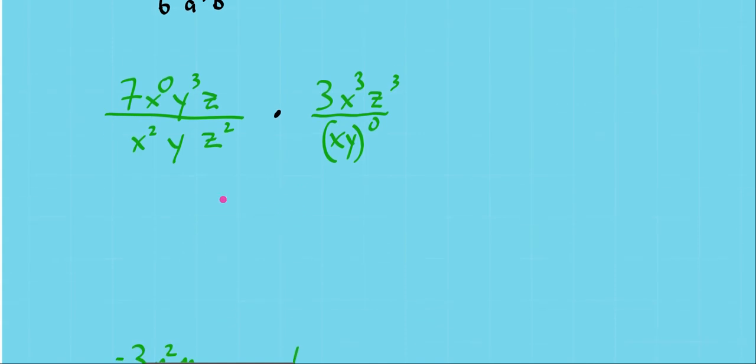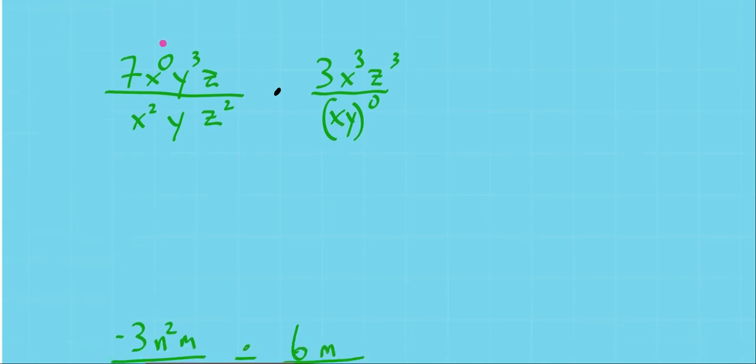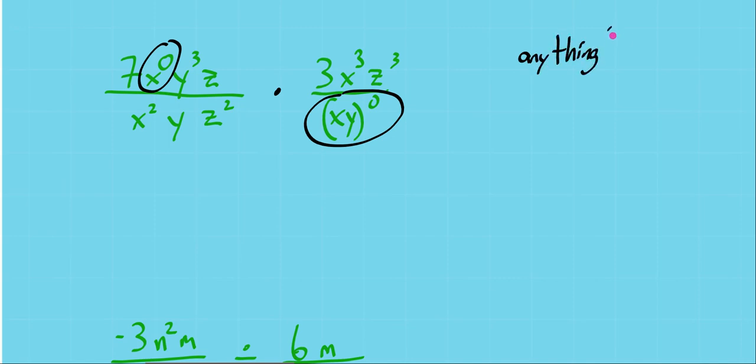So here we have a messier one. We've got 7x to the 0 y cubed z over x squared y z squared, times 3x cubed z cubed over xy to the 0. That's a big jump, hey? The first thing I'm going to look for in one like this is any exponents that are to the 0. Because anything to the power of 0 is equal to 1. So that's just a 1. And that's just a 1. And now my life's getting a lot easier.